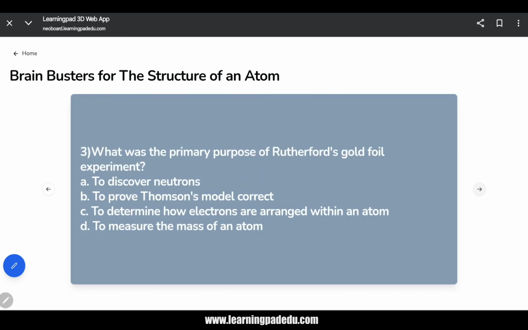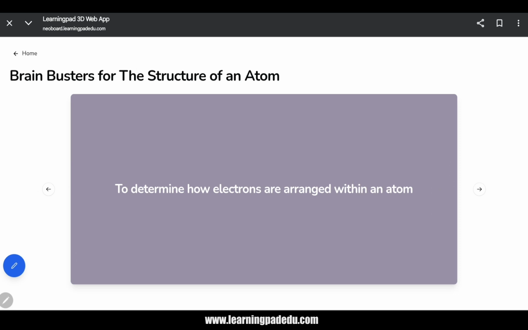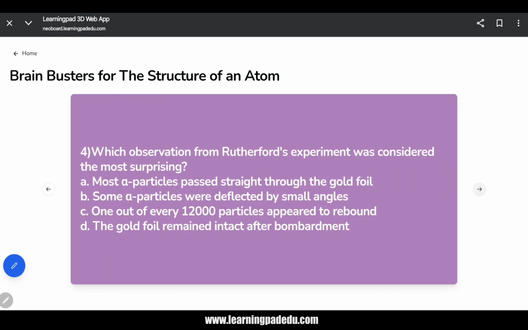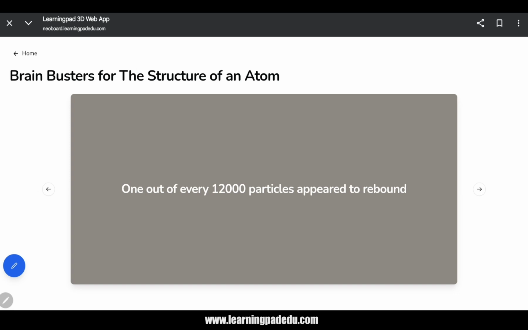Next question you see. What was the primary purpose of Rutherford's gold foil experiment? To discover the neutron, to prove Thomson's model correct, to determine how electrons are arranged within an atom, or to measure the mass of an atom. Yes, to determine how electrons are arranged within an atom. One more question. Which observation from Rutherford's experiment was considered the most surprising? Yes, you are right. One out of every 12,000 particles appeared to rebound.